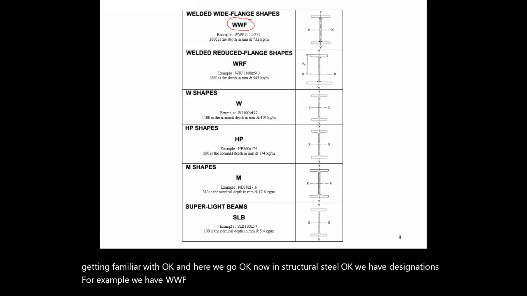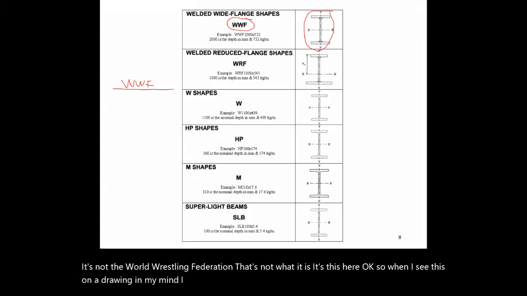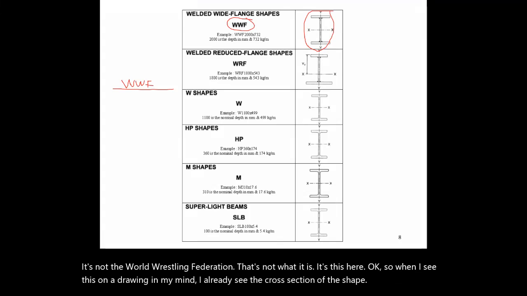So if I look at a drawing and I see a designation WWF, it's not the World Wrestling Federation. That's not what it is. It's this here. So when I see this on a drawing, in my mind, I already see the cross section of the shape, of the profile.